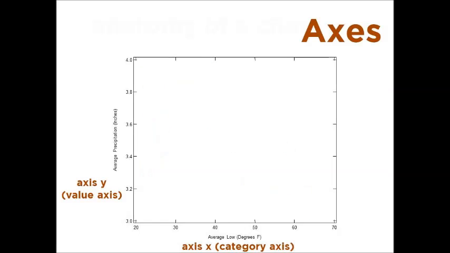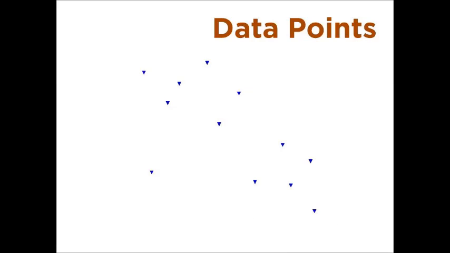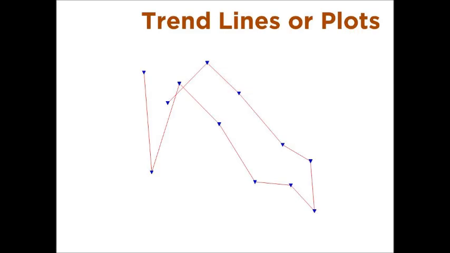Here's a sample chart. There are 2 axes, the y-axis, typically the value axis, and the x-axis, typically the category axis. Depending on what type of data display you're creating and how it highlights information, you might have data points or trend lines or plots.